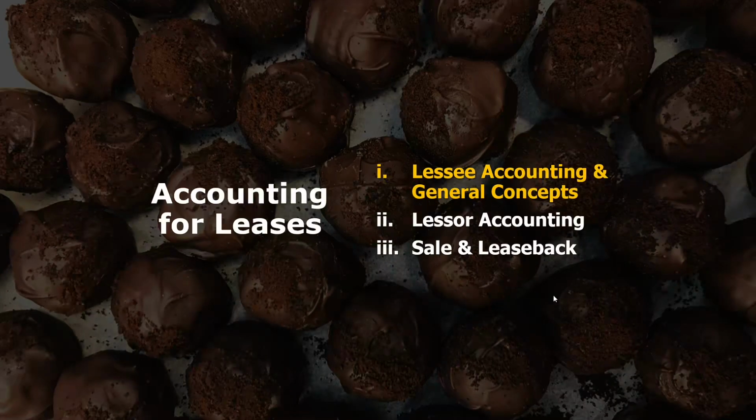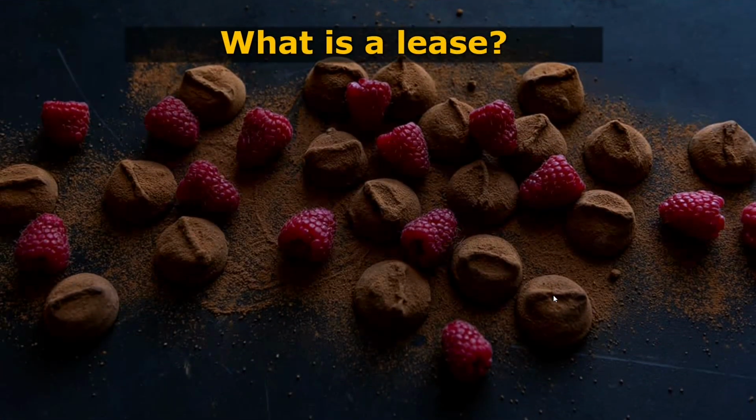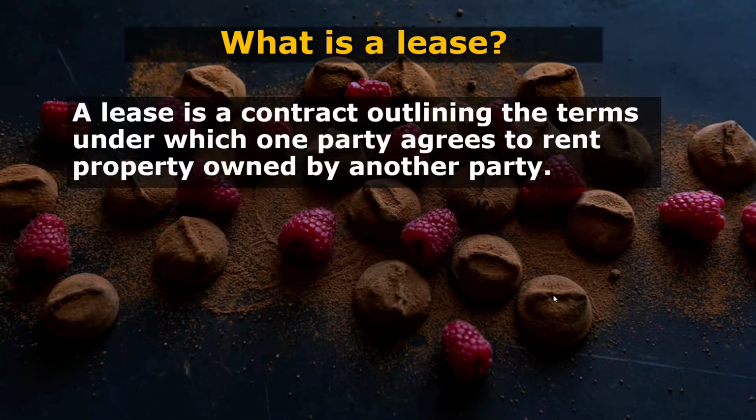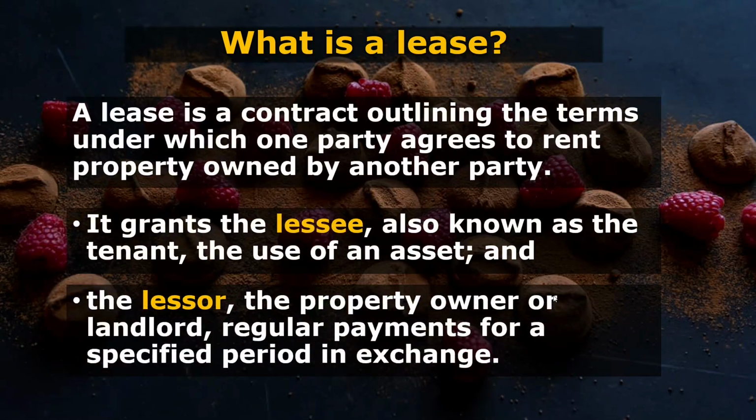Lessee accounting and general concepts. Let's start by answering, what is a lease? Well, generally, a lease is a contract outlining the terms under which one party agrees to rent property owned by another party. So the keyword there is rent, and another one could be contract. It is a formal rent, whereby it grants the lessee, also known as the tenant, the use of an asset, and the lessor, the property owner or landlord, regular payments for a specified period in exchange. So, a lease is a contract of rent.